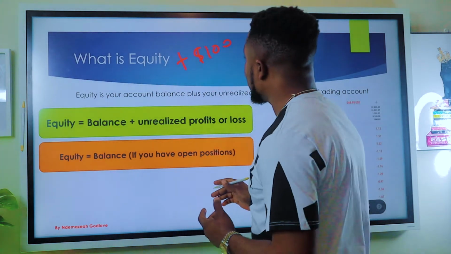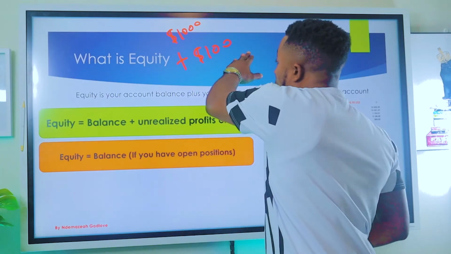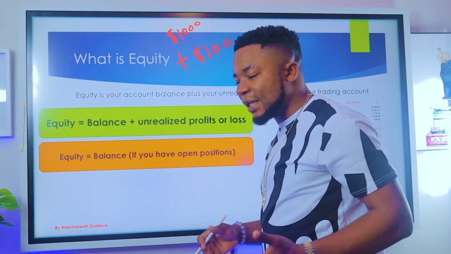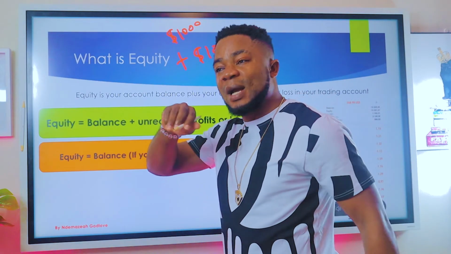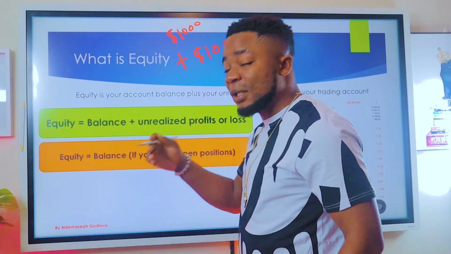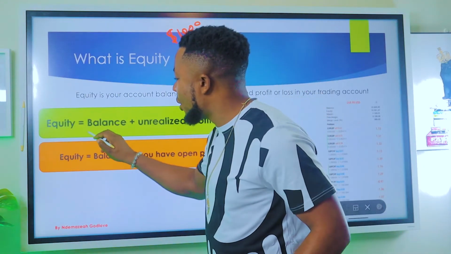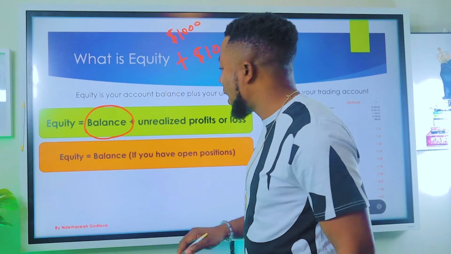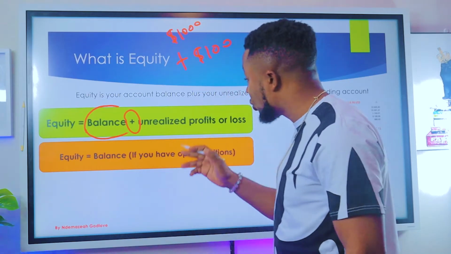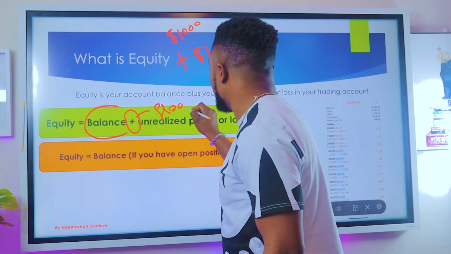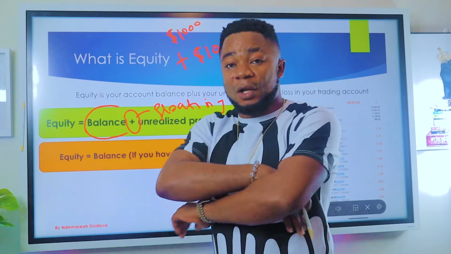All right. So we deposited $1,000 into our trading account, and we placed our first trade, and we are up plus $100. Then on your trading account, on your MT5, you see something on the screen. You see where it says equity. The way equity is measured is your current account balance plus your unrealized or floating profit.